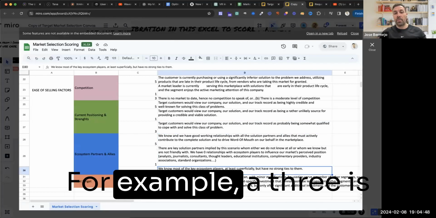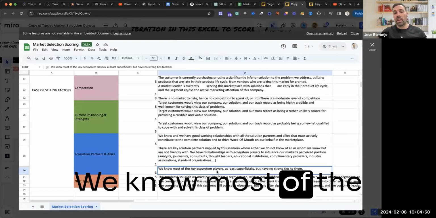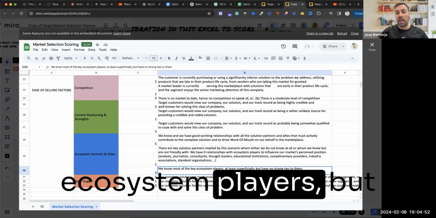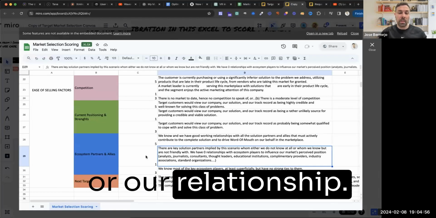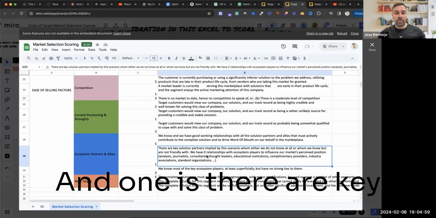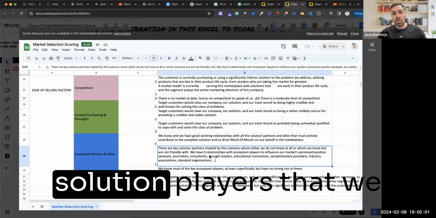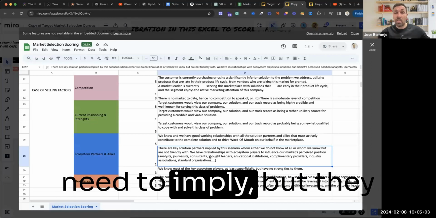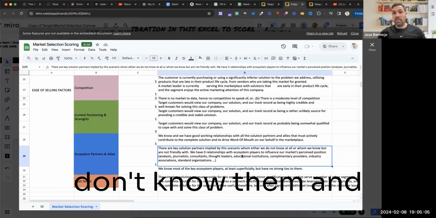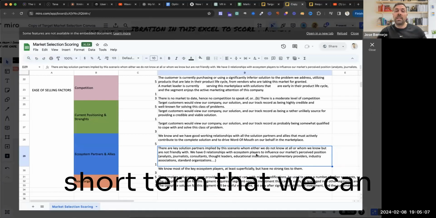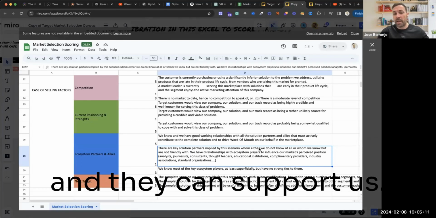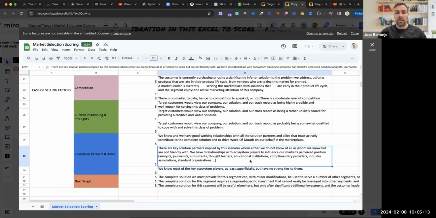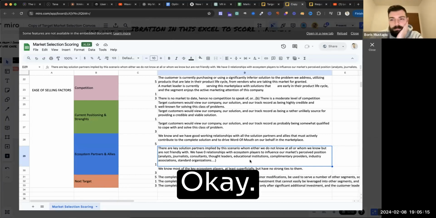For example, a 3 is we know most of the ecosystem players, but we don't have strong ties to them or a relationship. And a 1 is there are key solution players that we need, but we don't know them, and there is no way in the short term that we can build a relationship with them and have a partnership with them and they can support us. Okay.